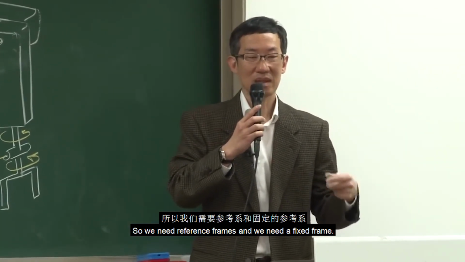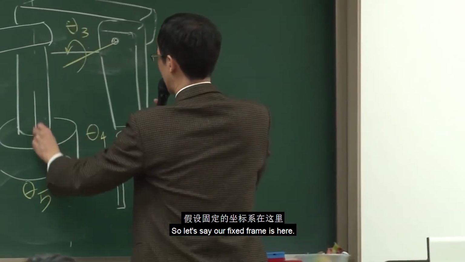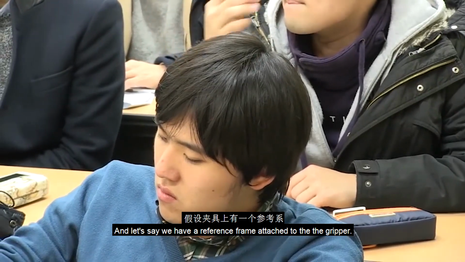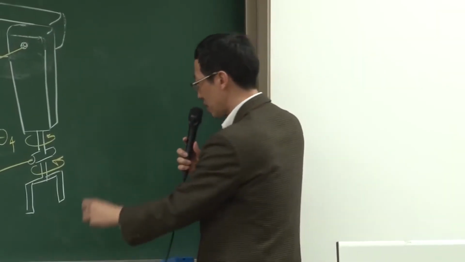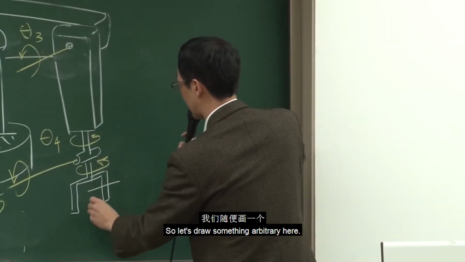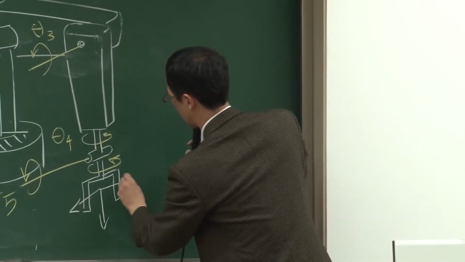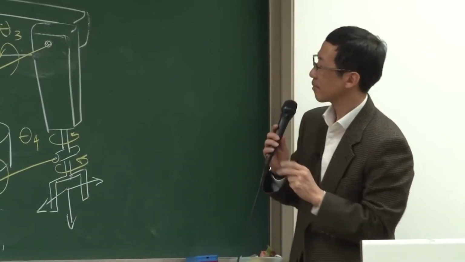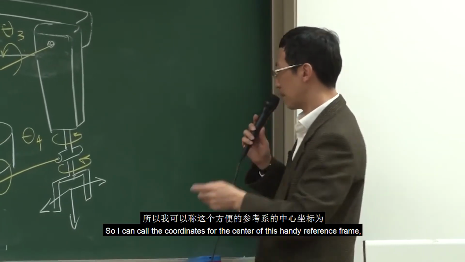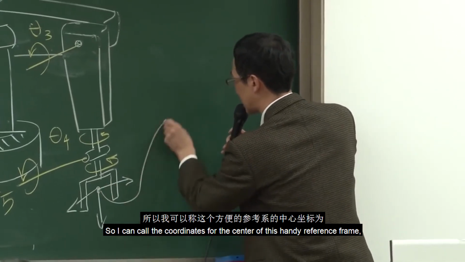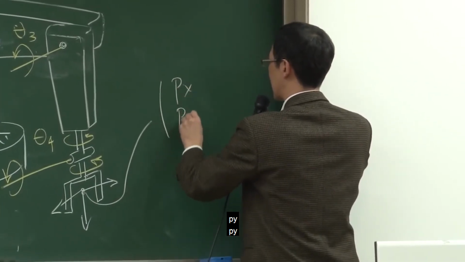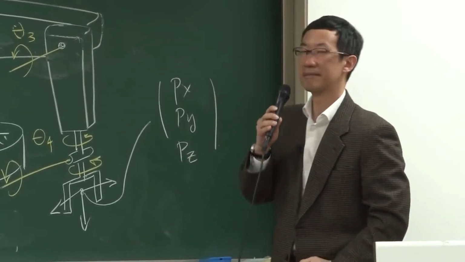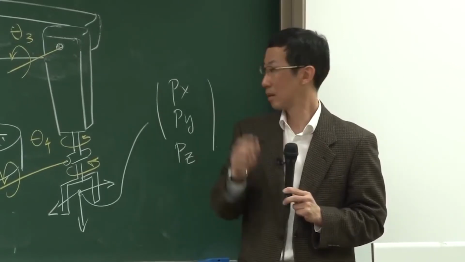All right, so we need reference frames. We need a fixed frame. So let's say our fixed frame is here. And let's say we have a reference frame attached to the gripper. So let's draw something arbitrary here. So there's my hand reference frame. So I can call the coordinates for the center of this hand reference frame px, py, pz.